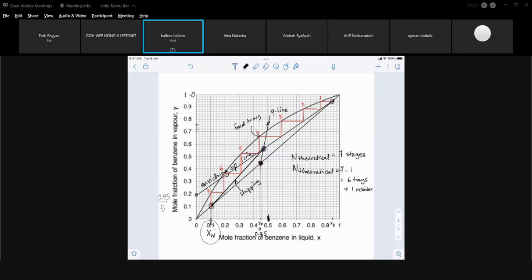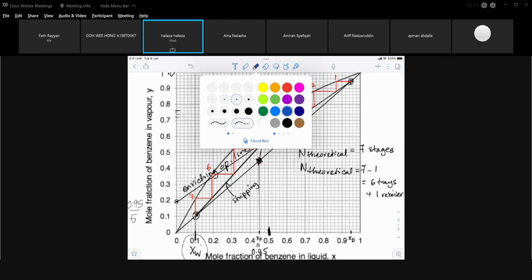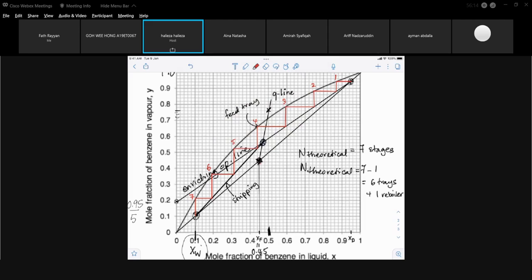Okay, again, I would like to point out you shift the steps once you reach the intersection point. Where is your intersection point? This is your intersection point. So you start to shift your steps. Instead of going to the enriching operating line, you go to the stripping operating line. So that is your feed tray. Your feed tray is the stage where you change from your enriching line to the stripping line.